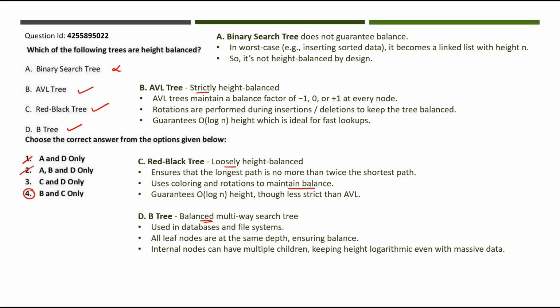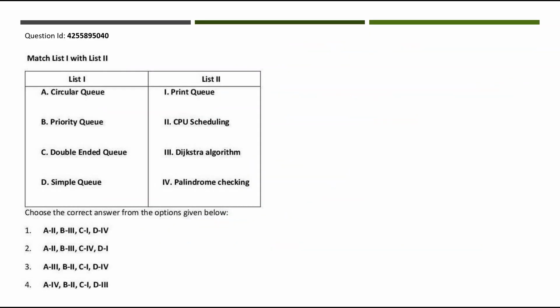And since D is available along with C, even option 3 is considered as the answer. So option 3 and 4 are correct for this question, which says that B, C, D are right, A is alone wrong. Except binary search tree, all the other trees are height balanced trees. Next question, match list 1 with list 2.